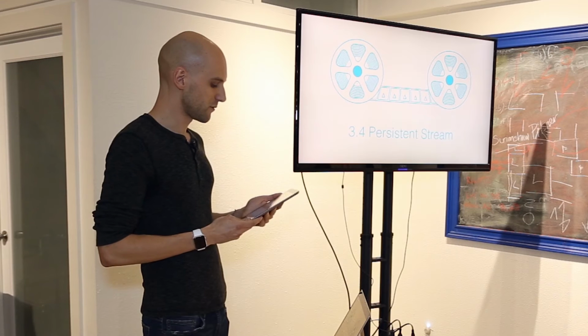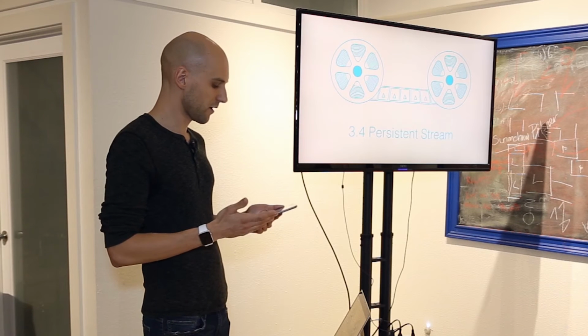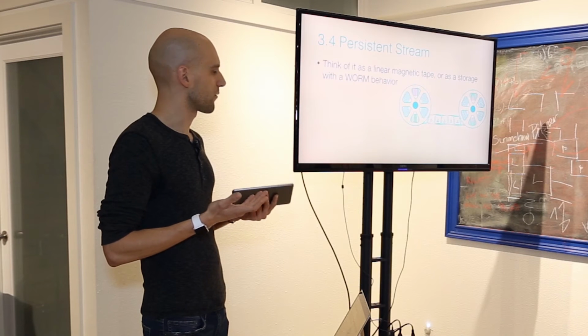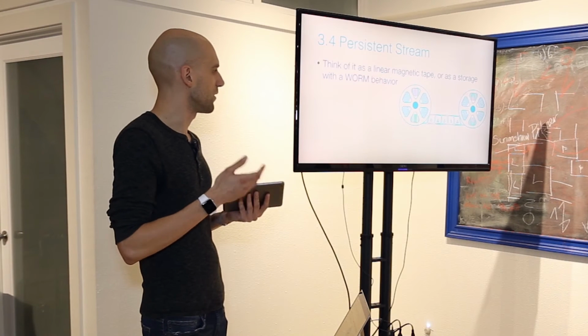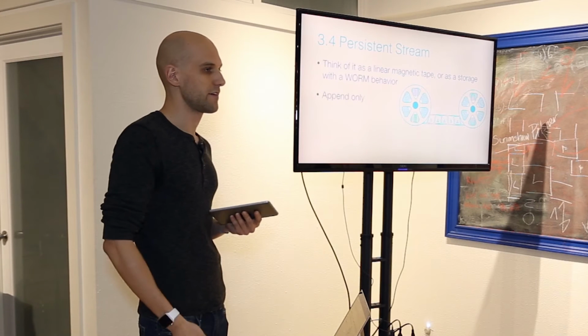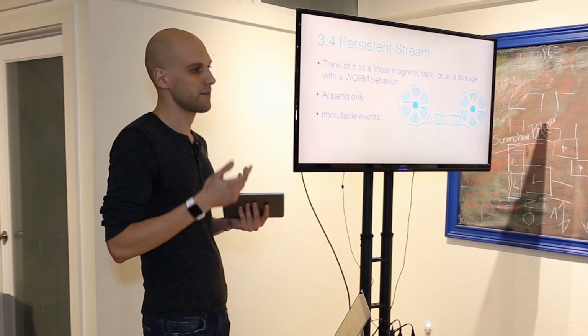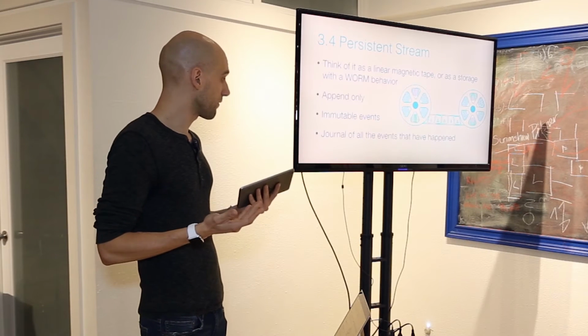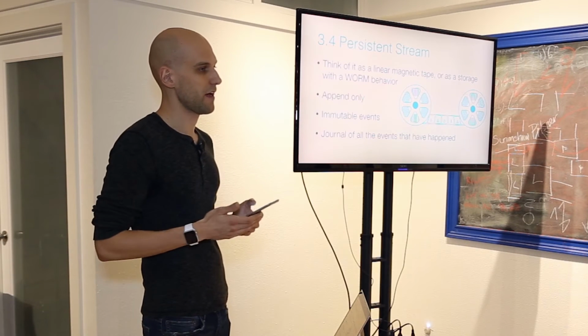Which brings us to persistent streams. So think of persistent streams as magnetic tapes, or as a storage with a write-once, read-many behavior, where you're only allowed to append data and you can't mutate anything that's already been written. Or think of it as a journal of all the events that have happened.